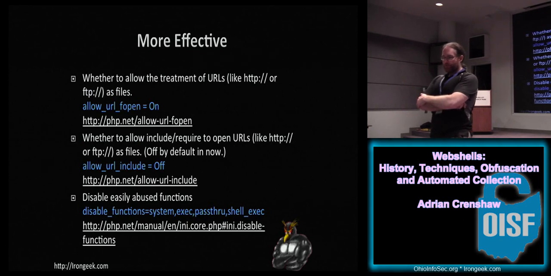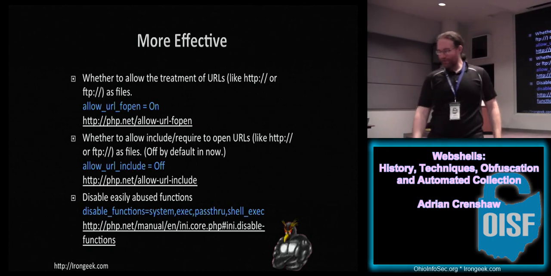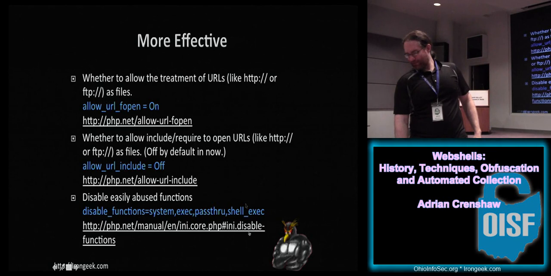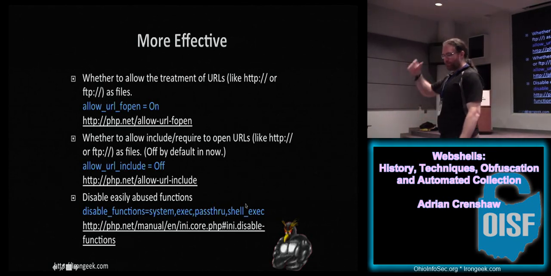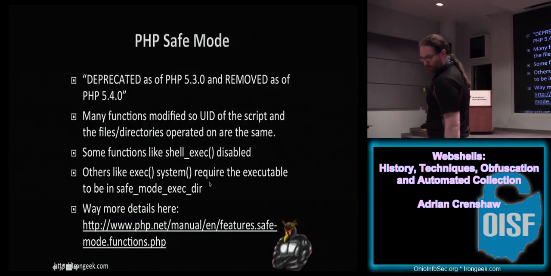More effective techniques you can use: turn off allow URL fopen. That should kill a lot of the functionality I showed you as far as doing remote file includes. Same thing for allow URL include. And you can also disable easily abused functions like system, exec, shell pass-through, and shell exec. These all allow you to execute something on the remote box.